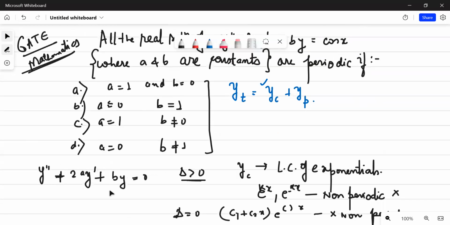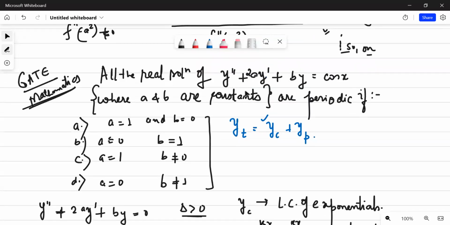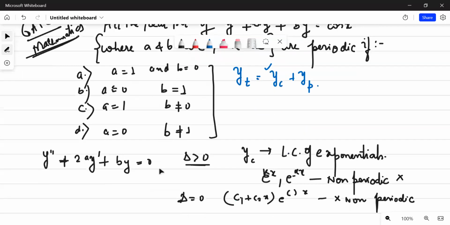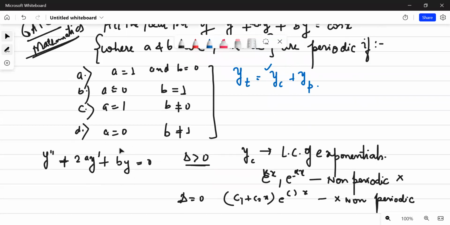तो complementary function में क्या करोगे? Y double dash plus 2y dash plus by equal to 0. Right? This is the homogeneous equivalent to this differential equation, isn't it? So the corresponding homogeneous part for this differential equation would be ideally solving this, isn't it? Now, if del is greater than 0, then obviously the complementary function would be some linear combination of exponentials. It is not going to serve our purpose, isn't it?